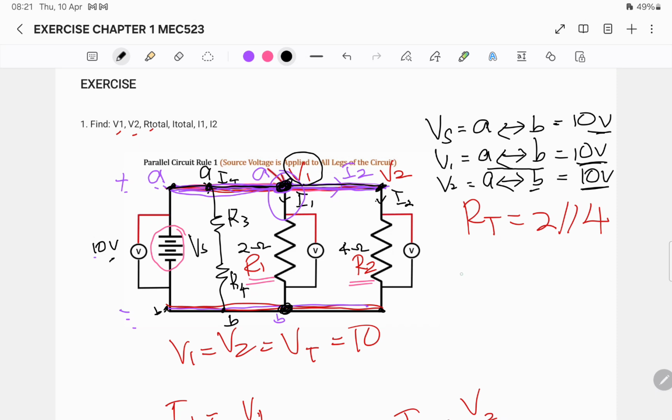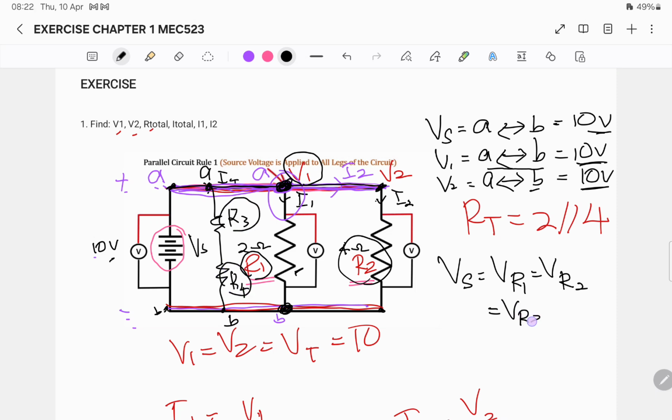Okay, so for Vs equals to VR, for R1, this resistor, VR1 equals to this one, VR2 also equals to this one, and VR3 plus VR4. Why? Because R3 and R4 are in series. So the total must be equal to 10 also.